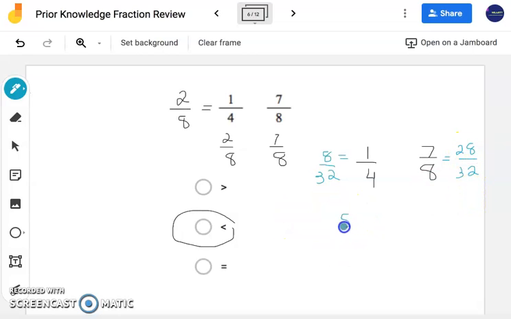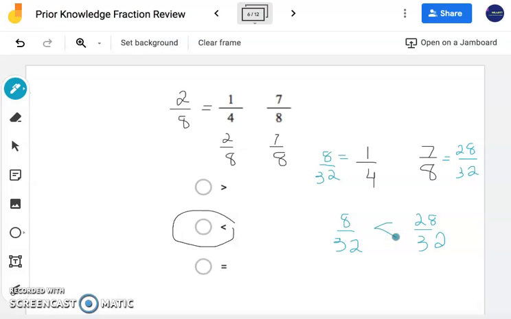giving me a new fraction of 28/32. Now let's rewrite this, and now we're going to compare 8/32, because I'm replacing 1/4 with 8/32 since we show that they're equivalent or equal to one another. And I'm replacing 7/8 with 28/32. And notice as I look at my numerators, 8 is less than 28. Therefore, 8/32 is less than 28/32.